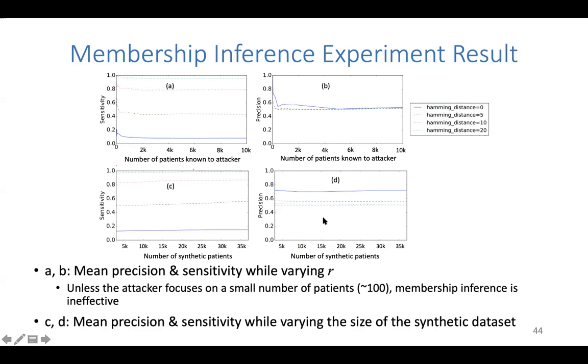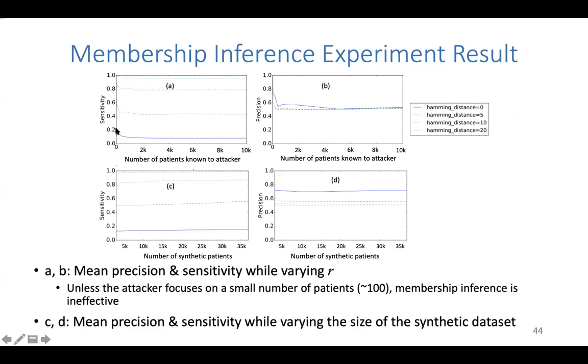So the only thing that really matters is when the attacker knows a really small amount of real records. In that case, yes, there could be some risk, but in all other cases, not so much. And even when the attacker knows a really small number of real records with Hamming distance 0, the sensitivity is at most 20%.